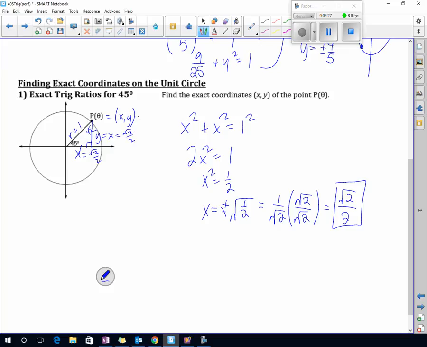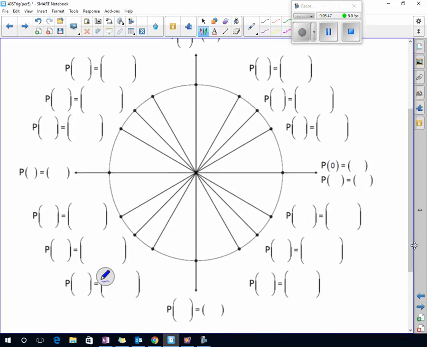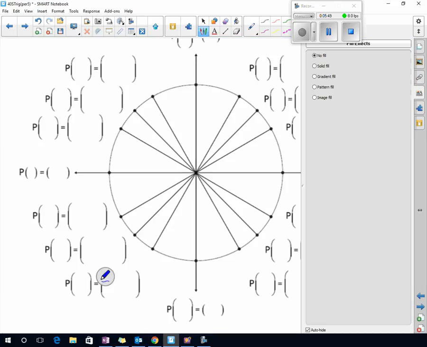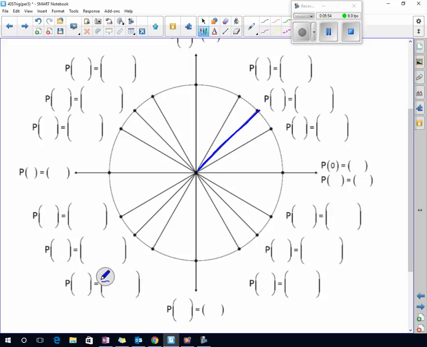So that is the exact value on the unit circle that you learned. So if we go to our unit circle now, I like doing the families in color. I'm going to do the 45s in blue here. So I just figured out that P of 45, leave some space below it, please, P of 45 is the coordinate root 2 over 2, comma, root 2 over 2.